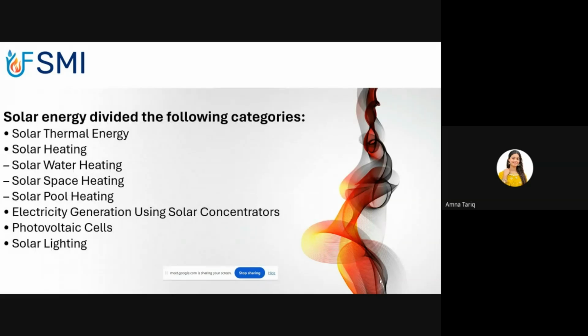Next, we divide solar energy into different categories. For example, solar thermal energy and solar heating, which is further divided into solar water heating, solar space heating, and solar pool heating, then electricity generation using solar concentrators and photovoltaic cells, and solar lighting. Here we discuss solar thermal energy, solar space heating, generation using solar concentrators, and photovoltaic cells.